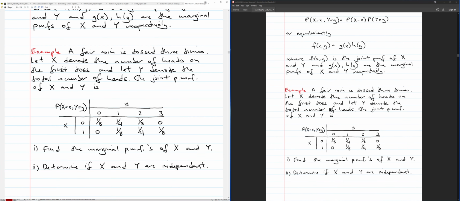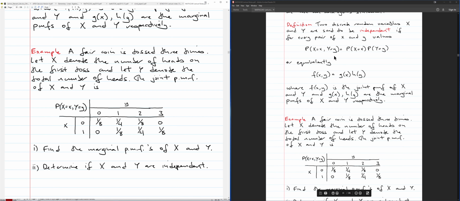Alright, so we have this problem here, which we looked at already. We had a fair coin that we tossed 3 times. X is the number of heads on the first toss, and Y is the total number of heads. The joint PMF, we worked out to be equal to this. Now what we want to do in this problem is get the marginal PMFs, and determine if random variables X and Y are independent.